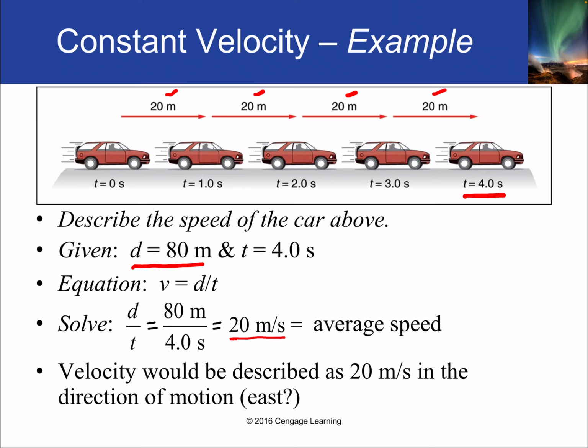Now, if I wanted to make this into velocity, the only thing I'm missing is direction. Well, here it's obvious that my car is moving toward the east. So all I would have to do to turn this example into velocity is basically write the car speed is 20 meters per second east. And that becomes my velocity instead of my speed.